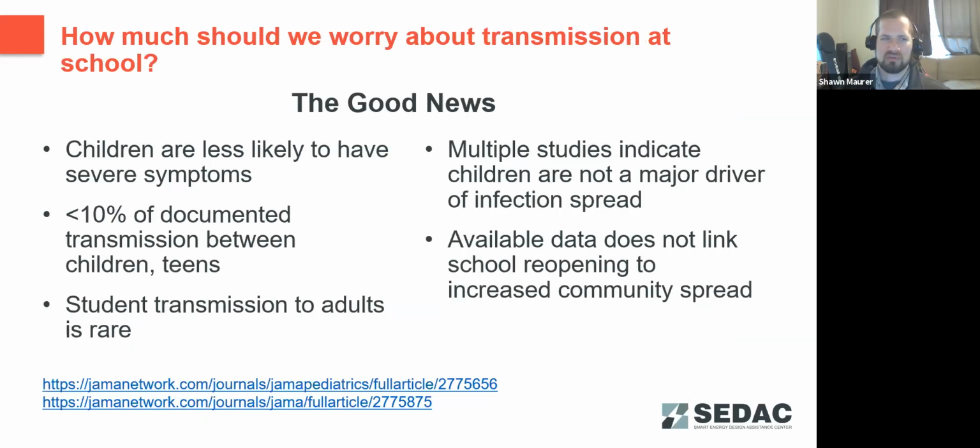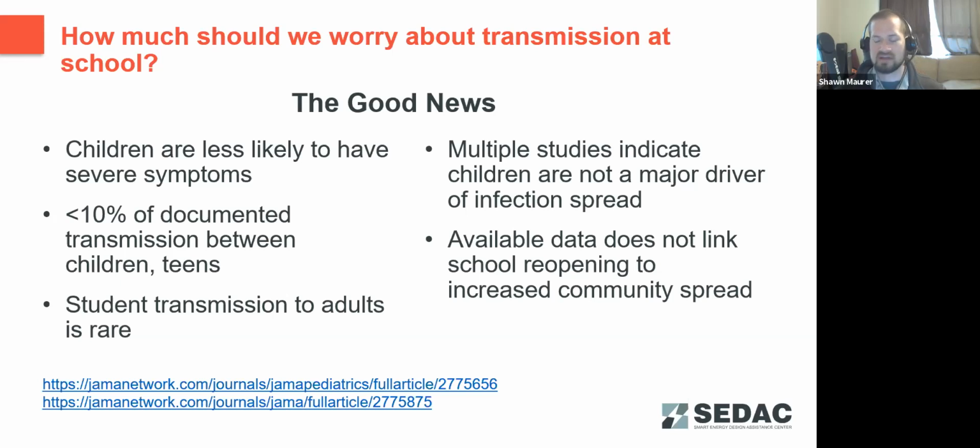So how much should we worry about transmission in schools? The good news that we've seen is that children are less likely to have severe symptoms. However, it does still occur in young children. Less than 10% of the documented cases of transmission are between children and teens. Greater than 90% of those are between adults in indoor situations. Student transmission to adults is rare.